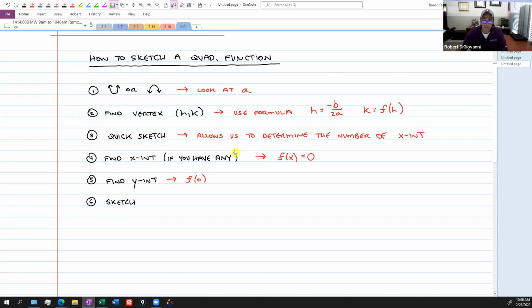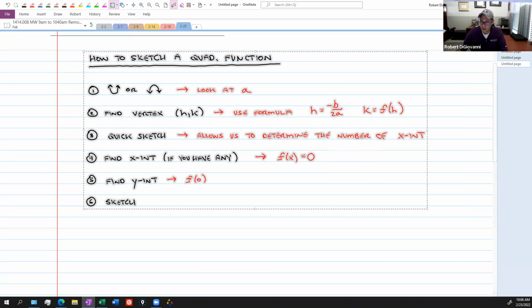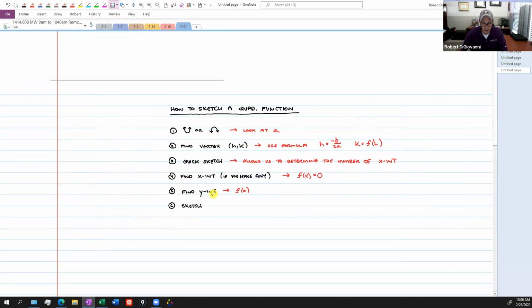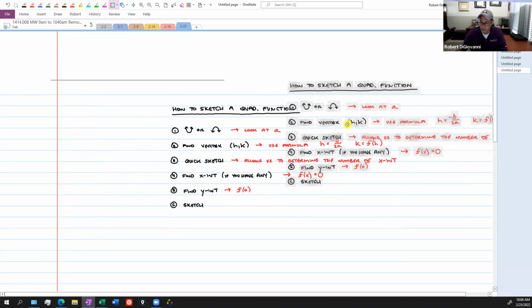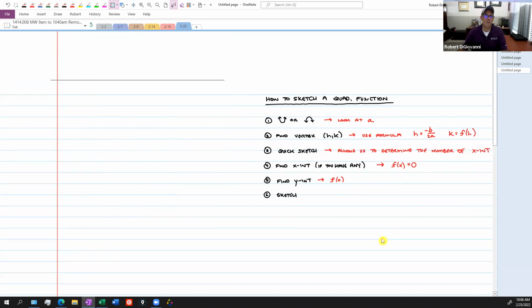All right, you ready to do one? I'm going to copy this. We're going to take this to a new page and we're going to try and graph ourselves a quadratic function. And we're going to start with a baby one. Baby meaning none of the work is going to be too hard. Okay. So I want us to sketch f of x equals, let's go with that first one we had, x squared minus 4x minus 5.